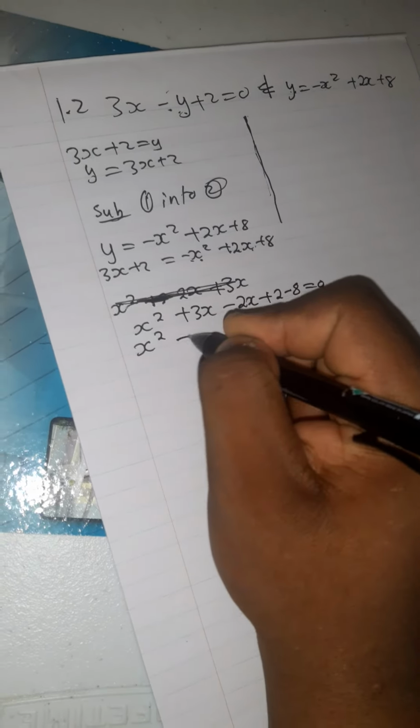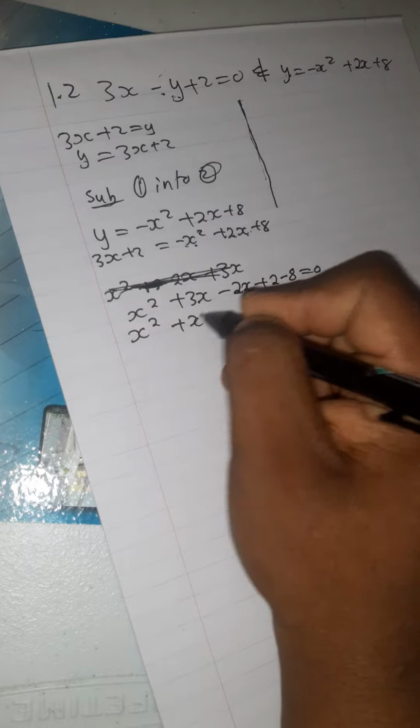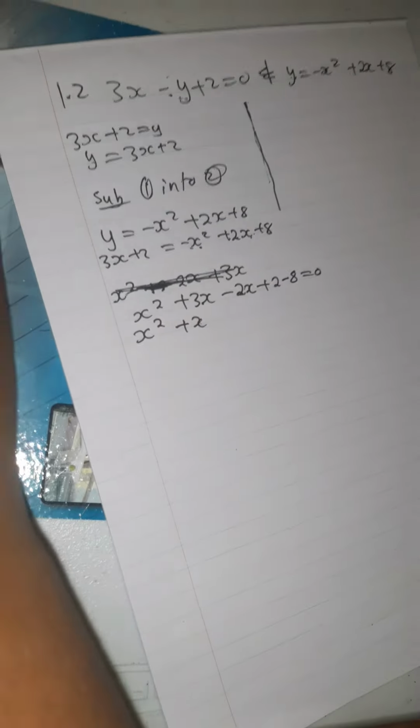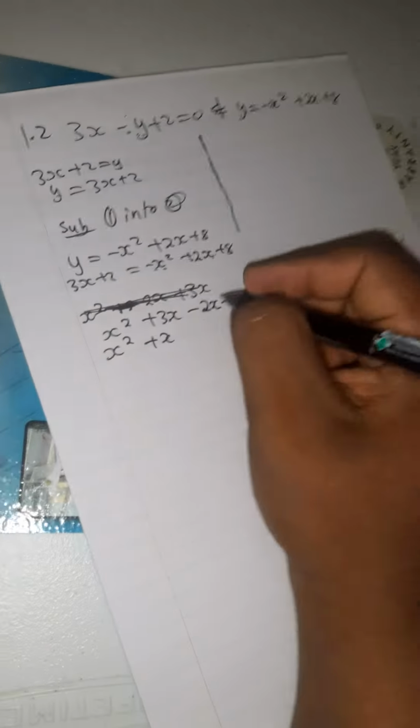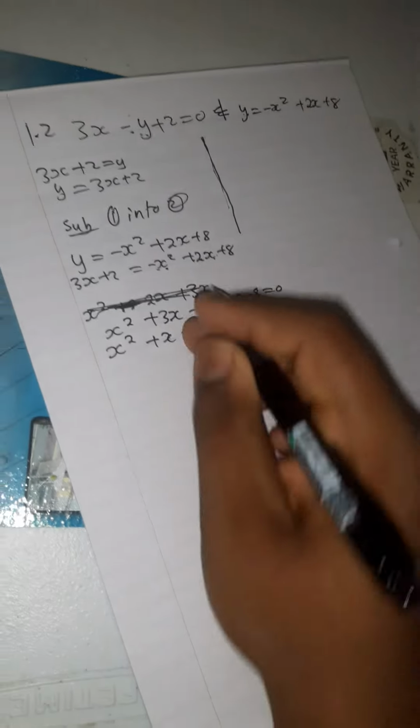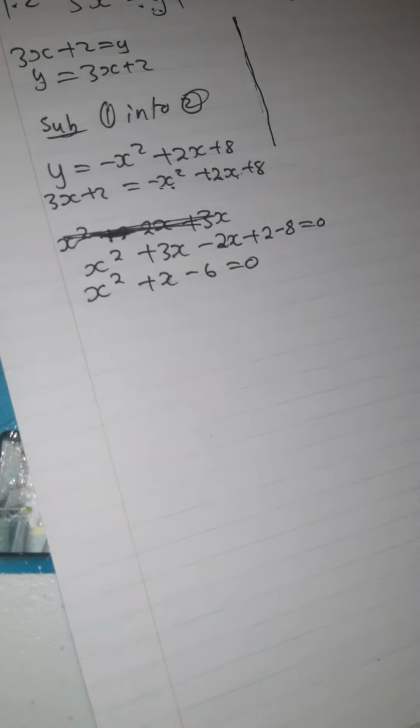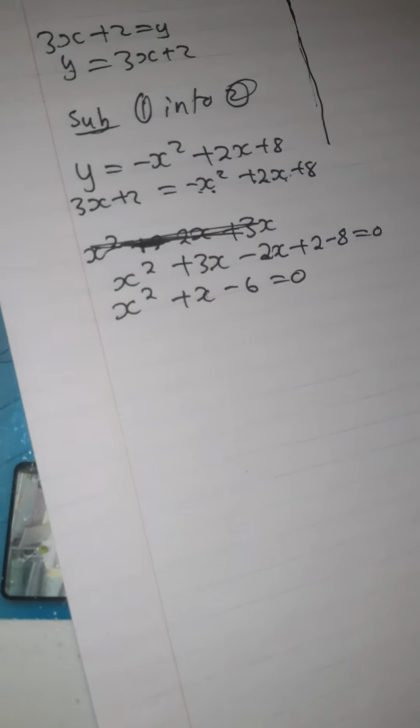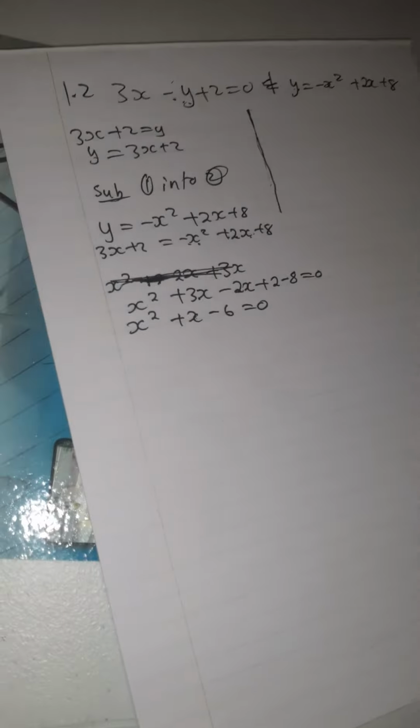x squared plus x, 3 minus 2 is 1. 1 is the same as x, then 2 minus 8 is minus 6 is equal to 0. What? Minus 6 is equal to 0. I don't think here we can apply our quadratic formula. You can apply it, but this is a simple equation, so you don't need to apply your quadratic formula. But if you want to apply it, you can apply it.